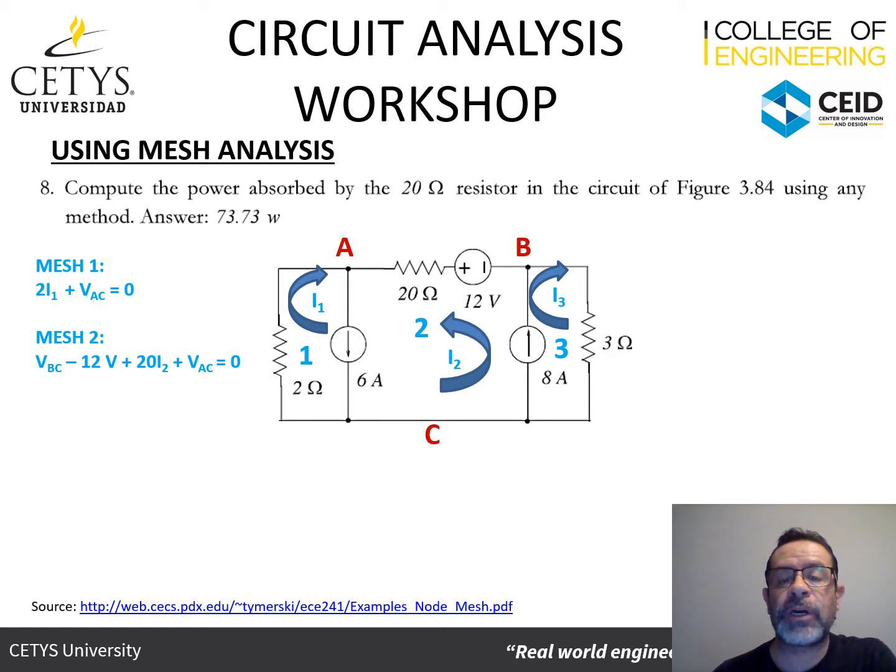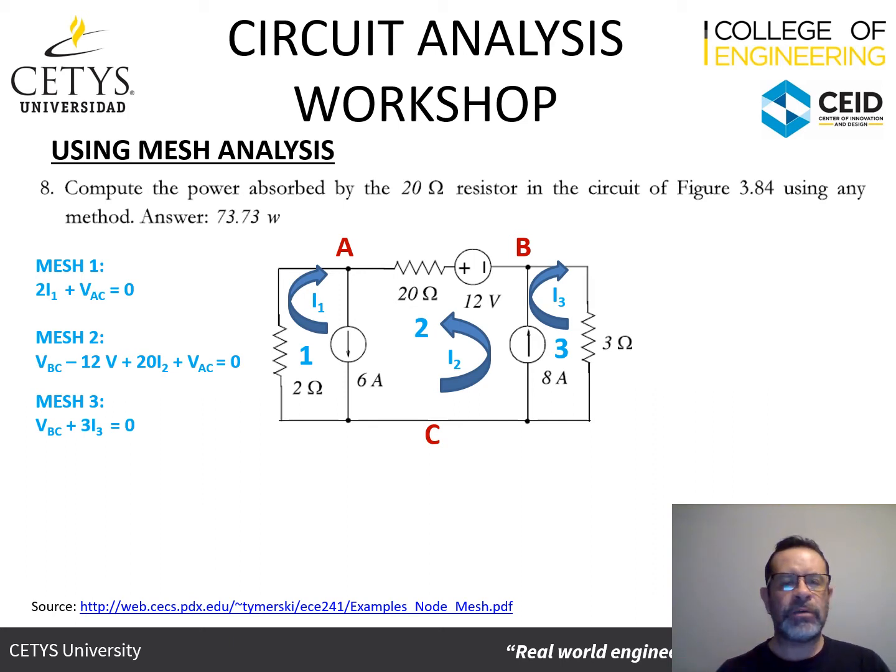And if you notice how the current is going, the current is entering the negative of the power supply. Then we've got the current that's flowing through the 20 ohm resistor. That's going to be I2 multiplied by the resistance. And lastly, we've got voltage AC. In the third mesh, we've got a voltage, which is voltage BC, and then we've got a current, which is 3 ohms multiplied by I3. Okay, and these also have to be equal to 0.